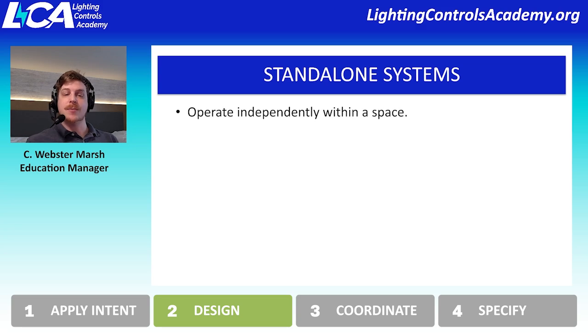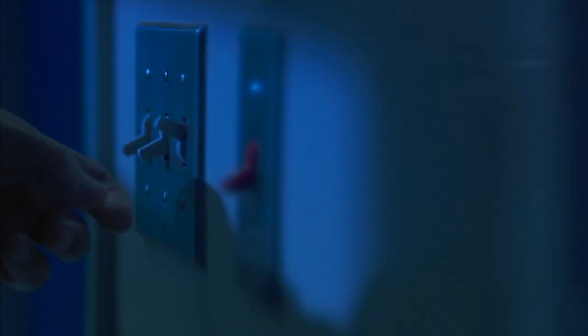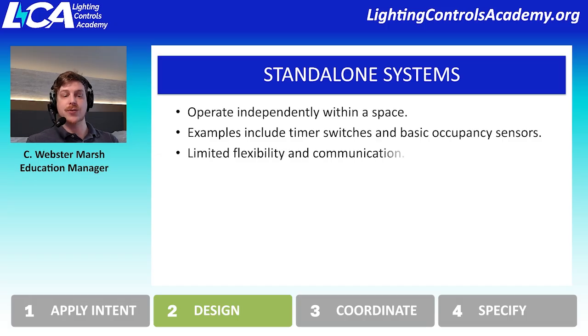So standalone systems, going a little bit more into depth here. Standalone systems operate independently within a space. You might have timer switches or occupancy sensors involved in this just to help give some capability of switching the lighting on and off based on some kind of trigger. You oftentimes have pretty limited flexibility and communication capabilities, if you even have communication capabilities. So standalone systems, again, are really great for back of house spaces, but not for front of house lobbies or something like that. But as a result, they are a really good cost-effective option, and they don't have a huge amount of complexity to them, so they're very easy to program and start up.